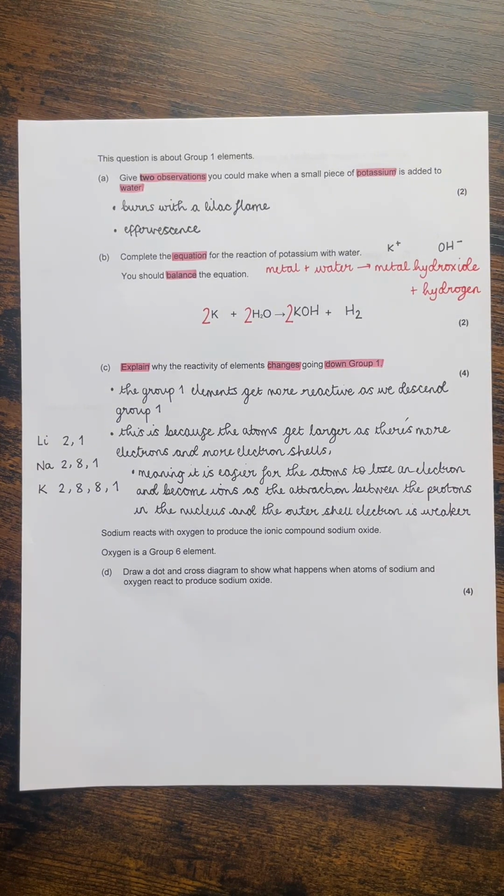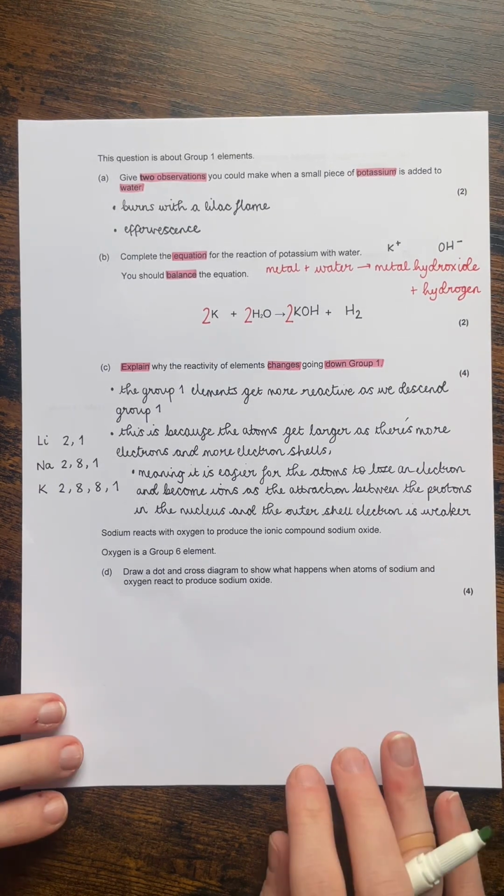Hopefully that makes sense, and don't ever be afraid to write out some electron configurations, because I think that can be really helpful, not just for thinking about reactivity, but also for what we're about to have a look at, which is dot and cross diagrams. So don't ever be afraid to write out the electron configuration, and if you've got questions on how to do that, again, please just ask.